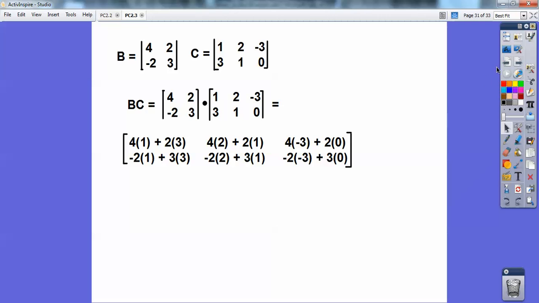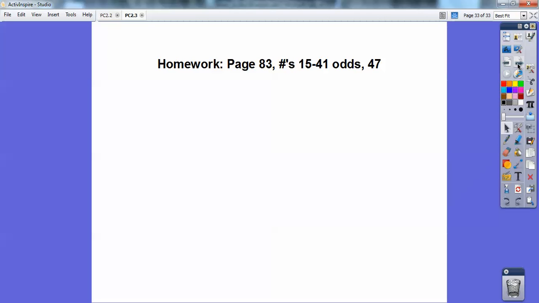And that's how I get that right there. And then you just simplify that stuff up, and there you go. Okay, easy enough. All right, and if you're in my pre-calculus class, that's what I would assign you guys.